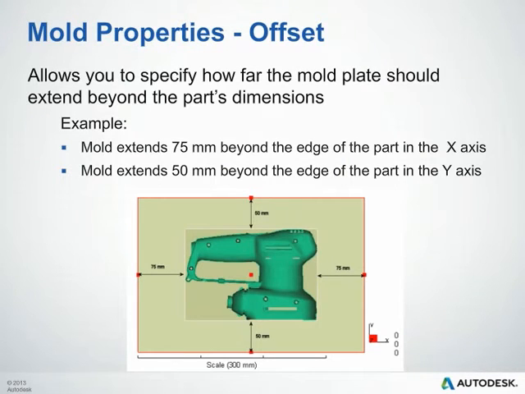You may also notice that in your mold properties, there's an option to specify an offset. This is basically allowing you to specify how far the mold plate should extend beyond the part's dimensions. When choosing a dimension for this, it's important to consider the rest of your mold design. So if you intend to build a feed system, it must be contained within this mold block. If you're going to add cooling lines later on, then this mold block should be large enough to accommodate those cooling lines.